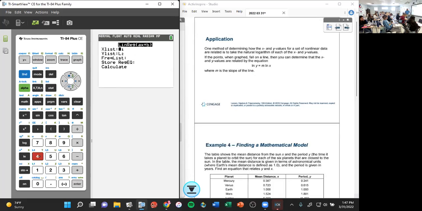Okay, now, where is my X data? L3. Second, 3, enter. Where is my Y data? Second, 4, enter. Let's go ahead and store it into Y1. How do I do that? Alpha, trace, number 1. Oh, not there. Go down to store equation. Now, alpha, trace, Y1, next to zoom, up at the top.